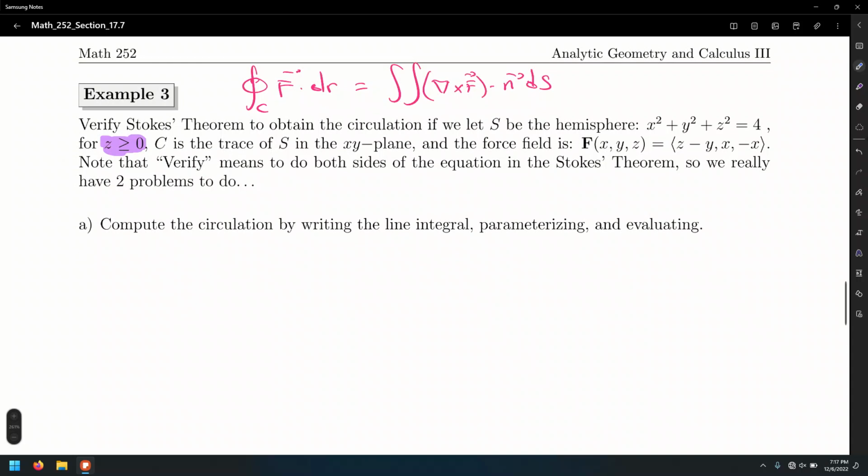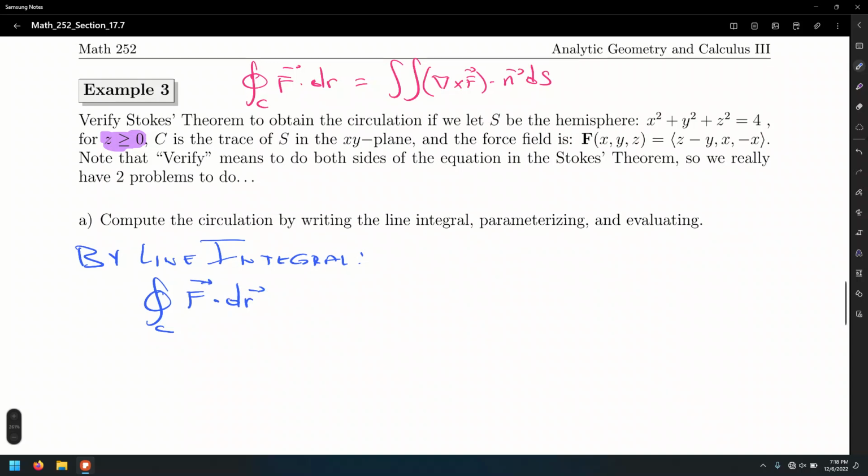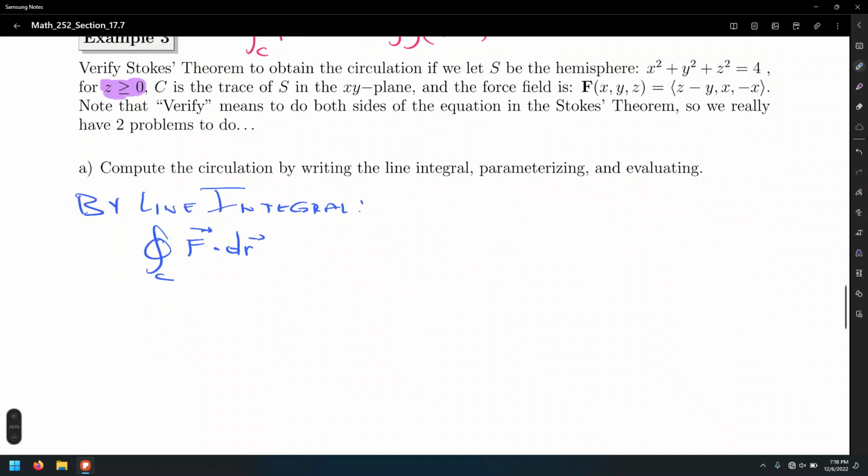So this time we do the line integral first. All right? So let's see. By line integral, in this case we're going to evaluate the integral over C of F dotted with dr. All right? Well, what is C anyway? So let's go to the plane first. Let's go back to 2D.